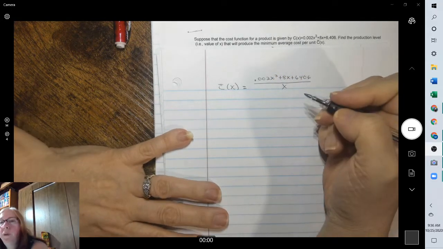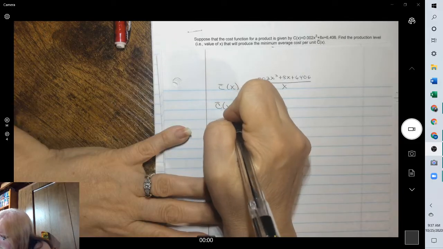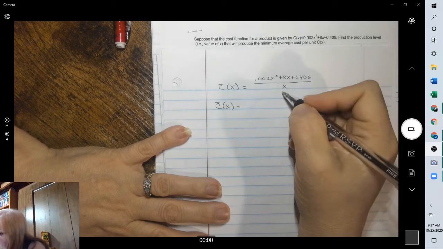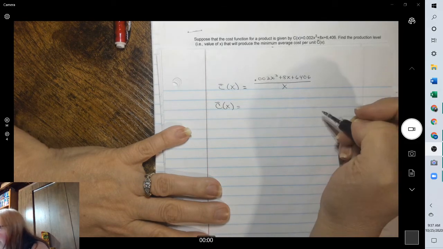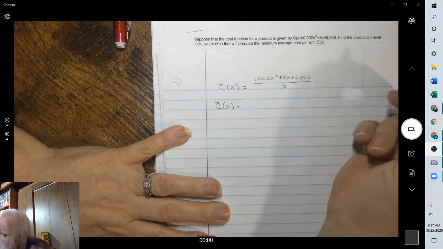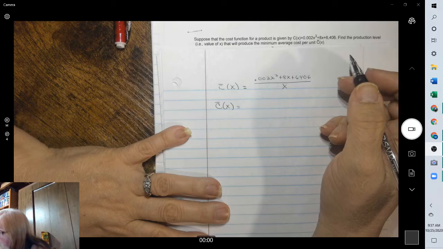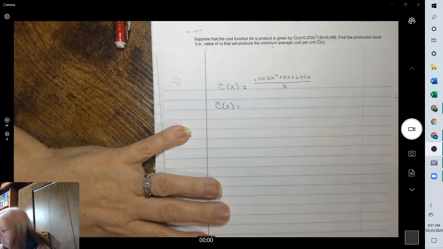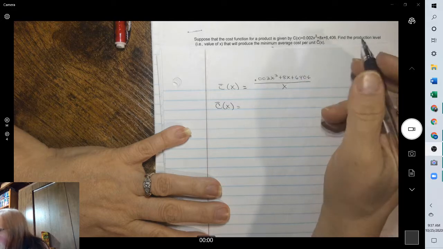Now you could use your quotient rule. The bottom times the derivative of the top minus the top times the derivative of the bottom all over the bottom squared. Or you can divide x into each of these. It's up to you. I'm going to use the quotient rule to give you practice with it.